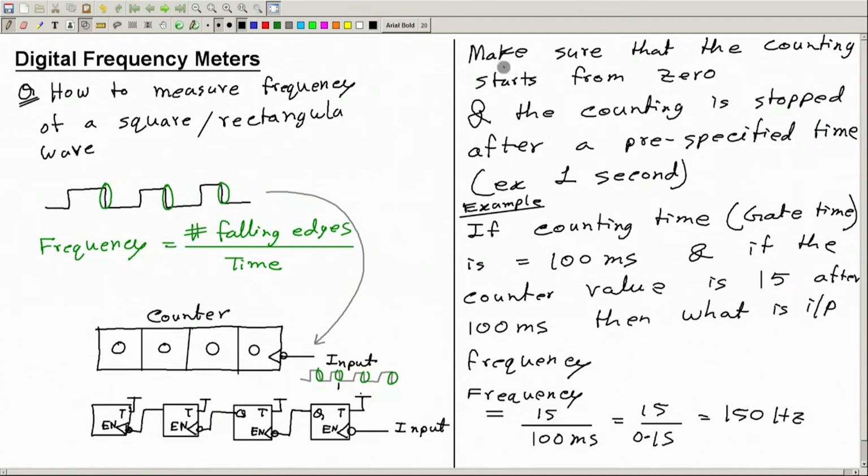Now these are the two important things that you have to make sure: that counting should start from 0, and that counting is stopped after some time. These are the two important things. Now how do we do that? To do that, we will need a reset input of this counter.